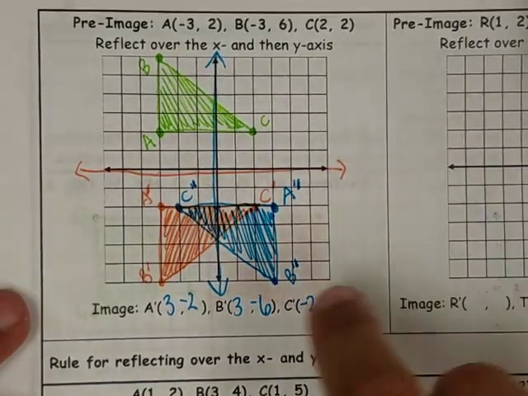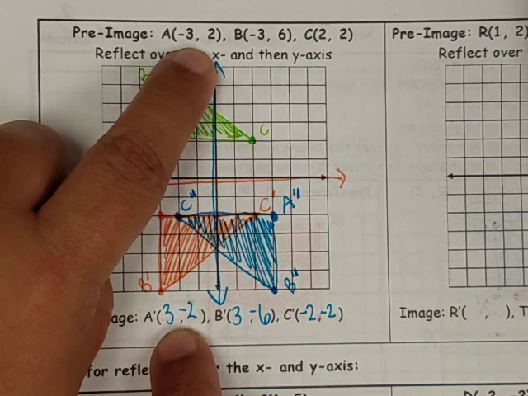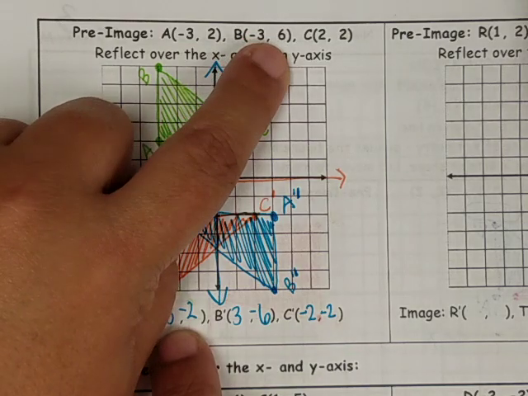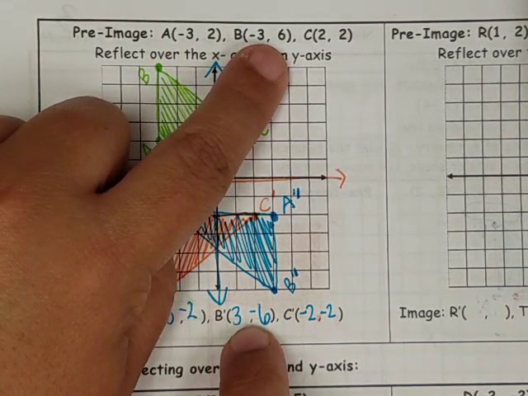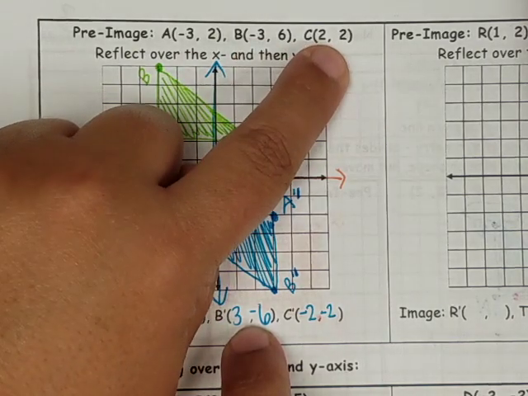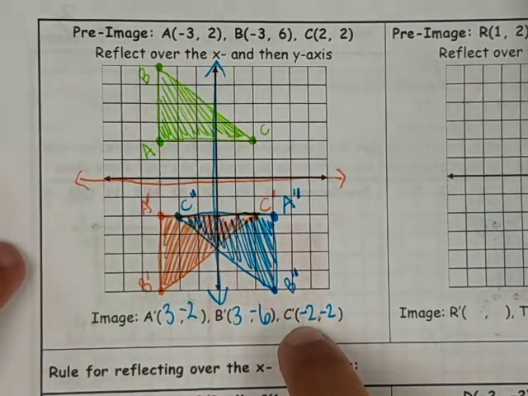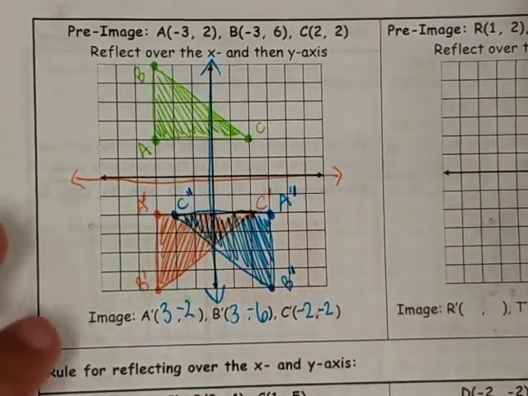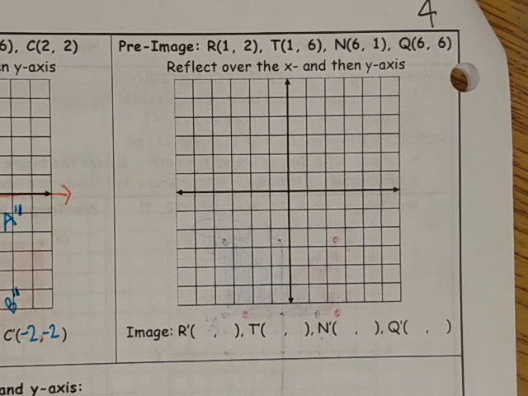All right, let's look at the relationship and see if we can notice a pattern. So it was negative 3, positive 2, and now it's positive 3, negative 2. Negative 3, positive 6, positive 3, negative 6. Positive 2, positive 2, negative 2, negative 2. So try to see if you can come up with the rule before you do the next one. All right, go ahead and pause the video and try this one on your own, and then we'll come back and I'll show you the answer, and then we'll talk about the rule.